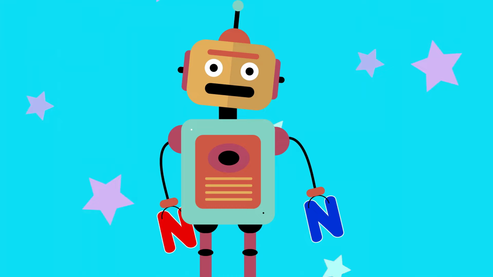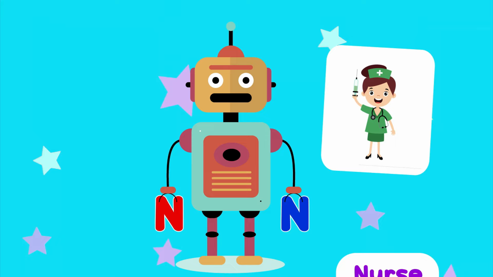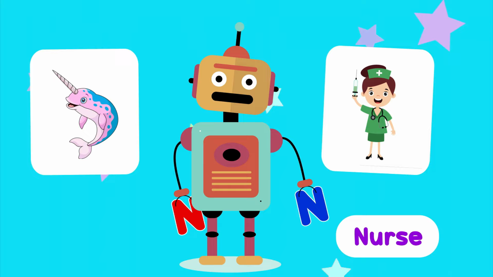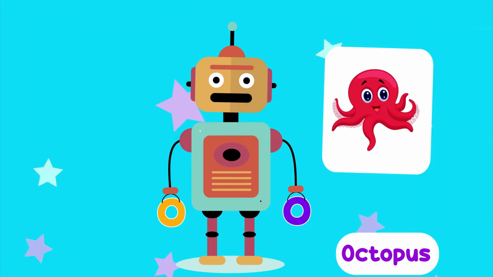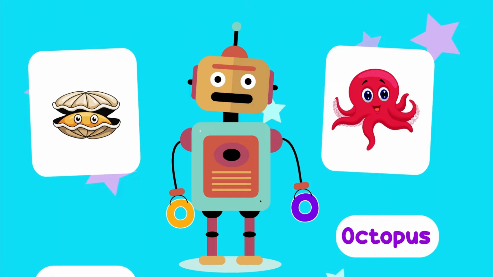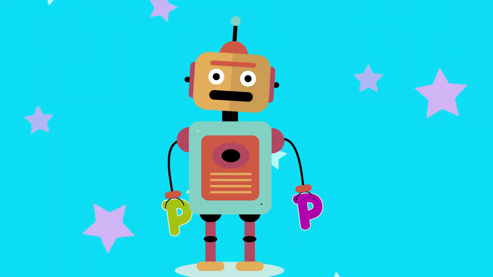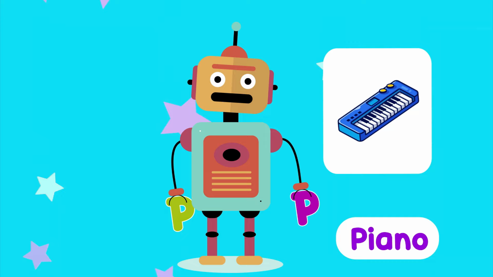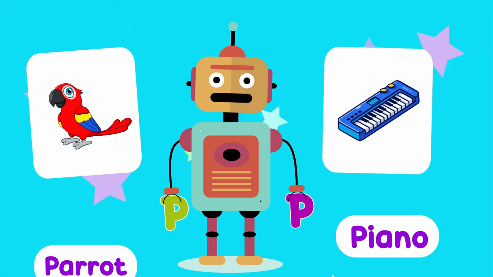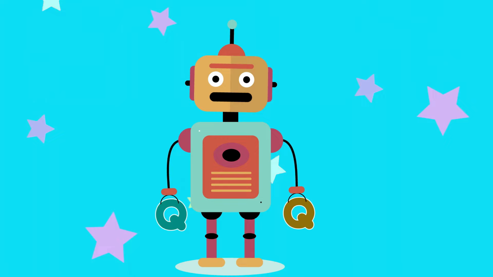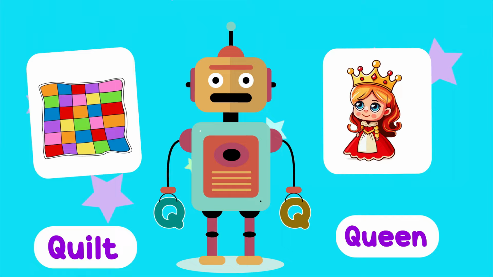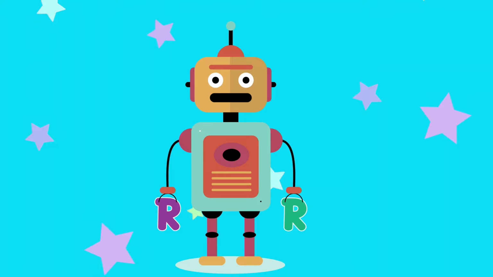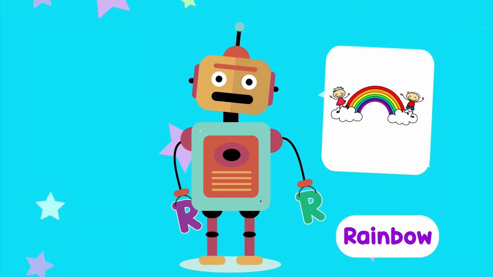N for nurse. N for narwhal. O for octopus. Oyster. P for piano. P for parrot. Q for queen. Q for quilt. R for rainbow. R for rhino.